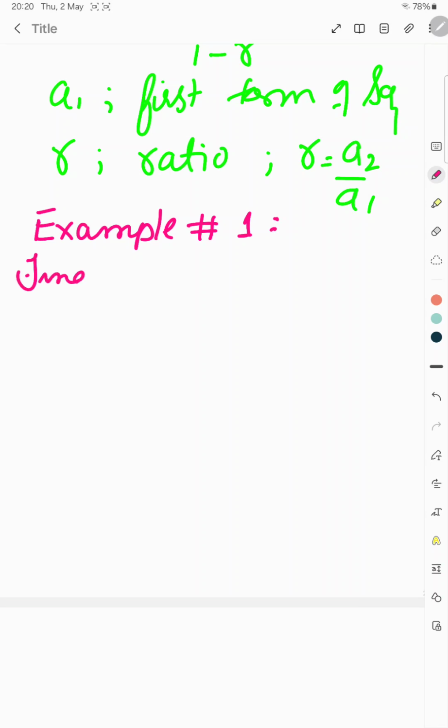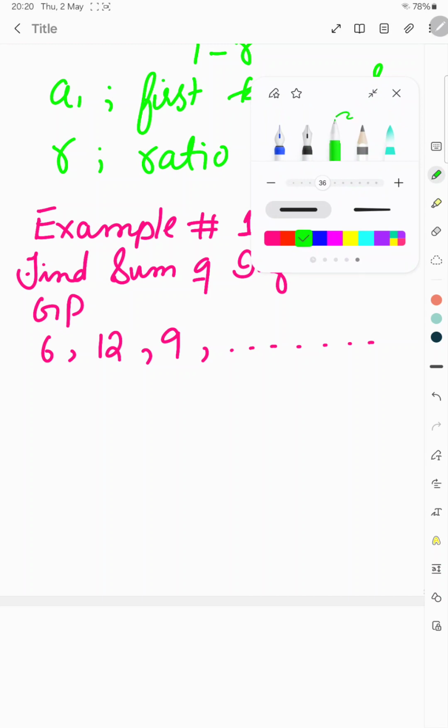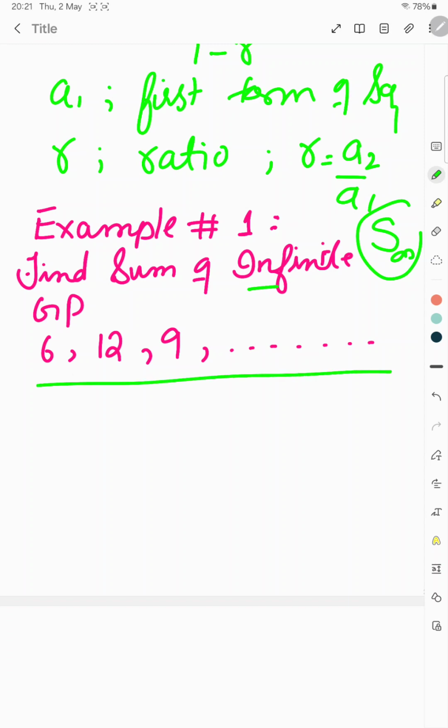Find the sum of the infinite geometric progression 6, 12, 9 and so on. So in this example, what do we have to find? Student, as you can see, we have to find the sum of an infinite geometric progression, which means we have to find S infinity, and the sequence given is an infinite geometric sequence or progression.